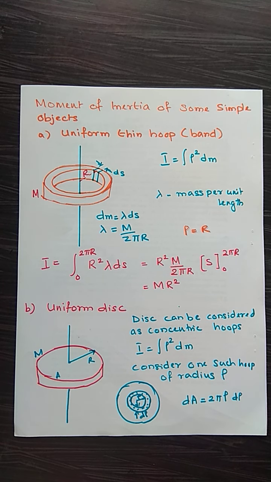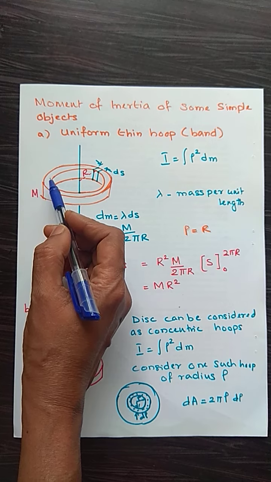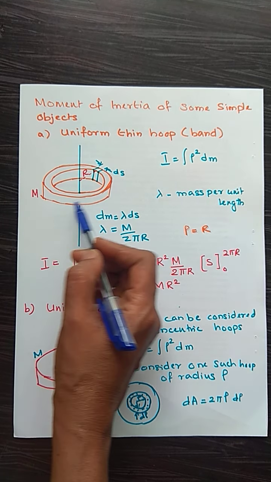Let us find out the moment of inertia of some simple objects. First, we'll take the example of the moment of inertia of a uniform thin hoop. Hoop means a band, a ring-like structure. This is a band, or what you call a hoop.